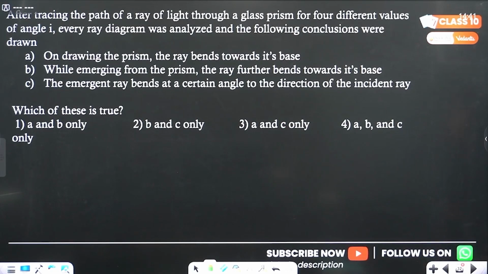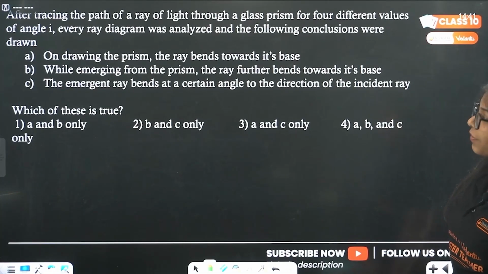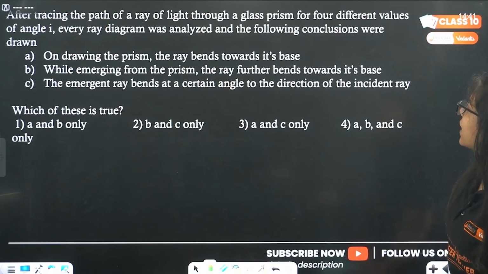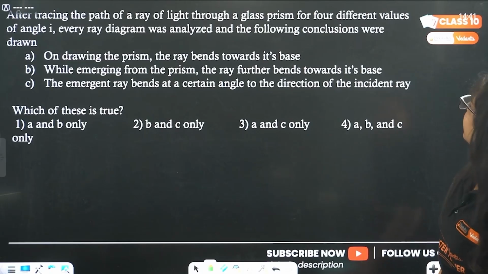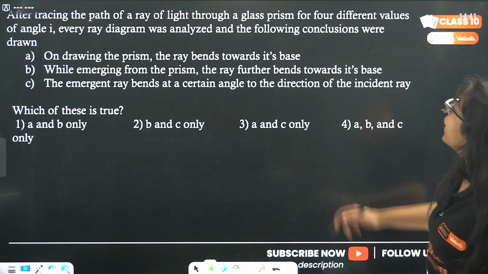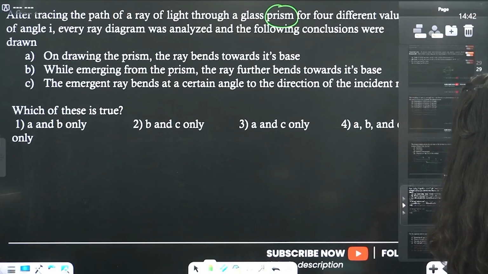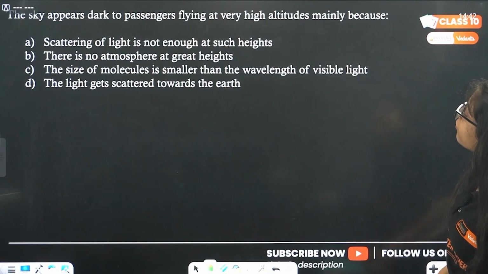After tracing the path of a ray of light through a glass prism for 4 different values of angle i. This is a light chapter question. I don't know how it came here. Okay. Every ray diagram was analyzed and the following conclusions were made. Okay, it's a prism. Again, questions after the prism, we'll study prism as well. Don't worry.